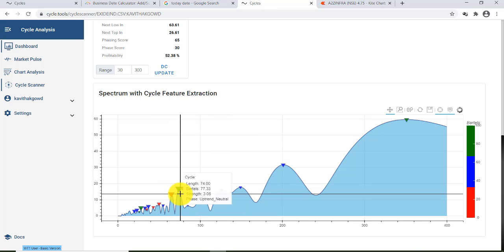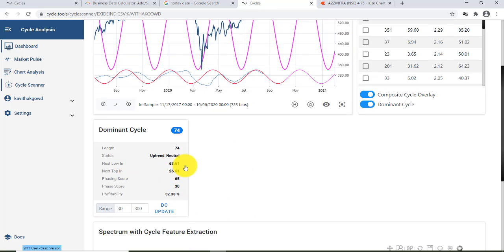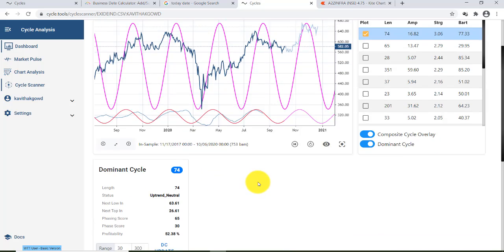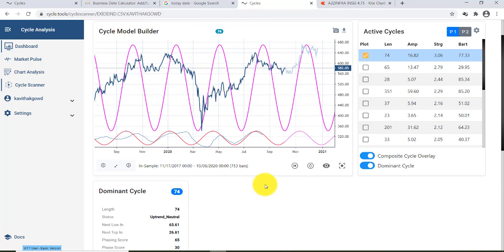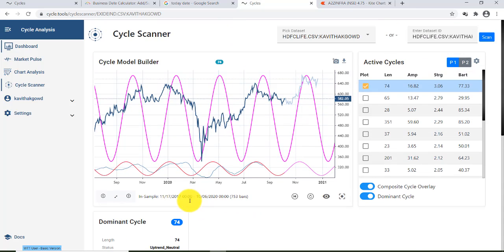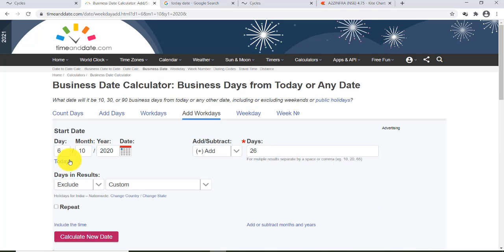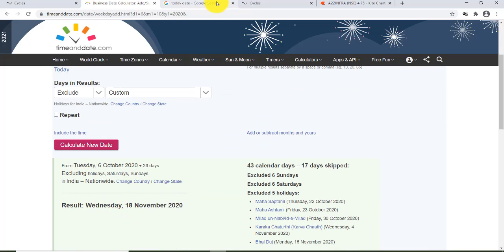Like see, 74 is the strongest cycle, and on October 6th this cycle is running, and on October 10th we have seen that it has moved from the bottom and it is moving upwards. So to reach the top it still has 26 days. In that time, can we take entry or not? Yes, we can surely take entry because this is the strongest cycle. By adding 26 days to October 6th, we get 18th November.